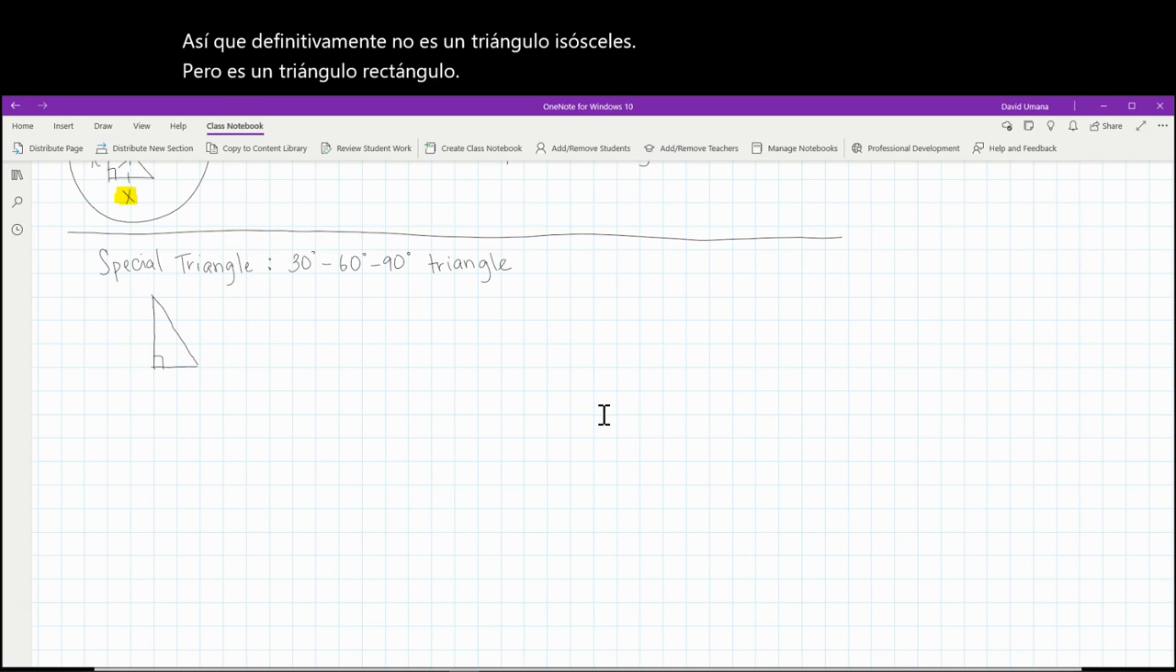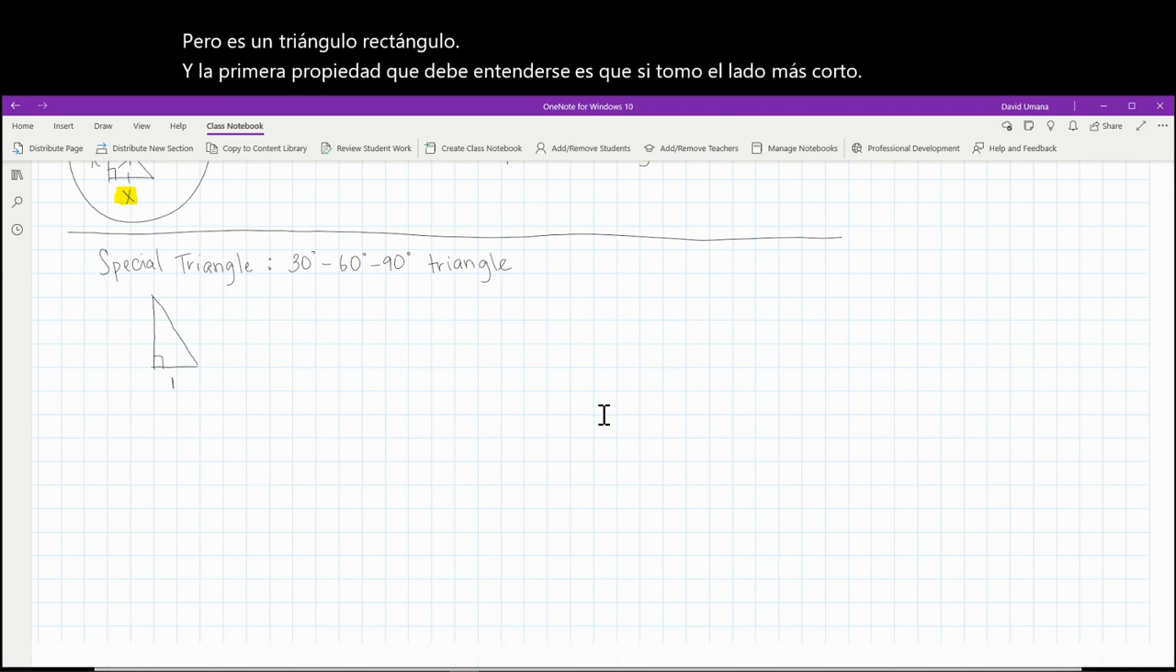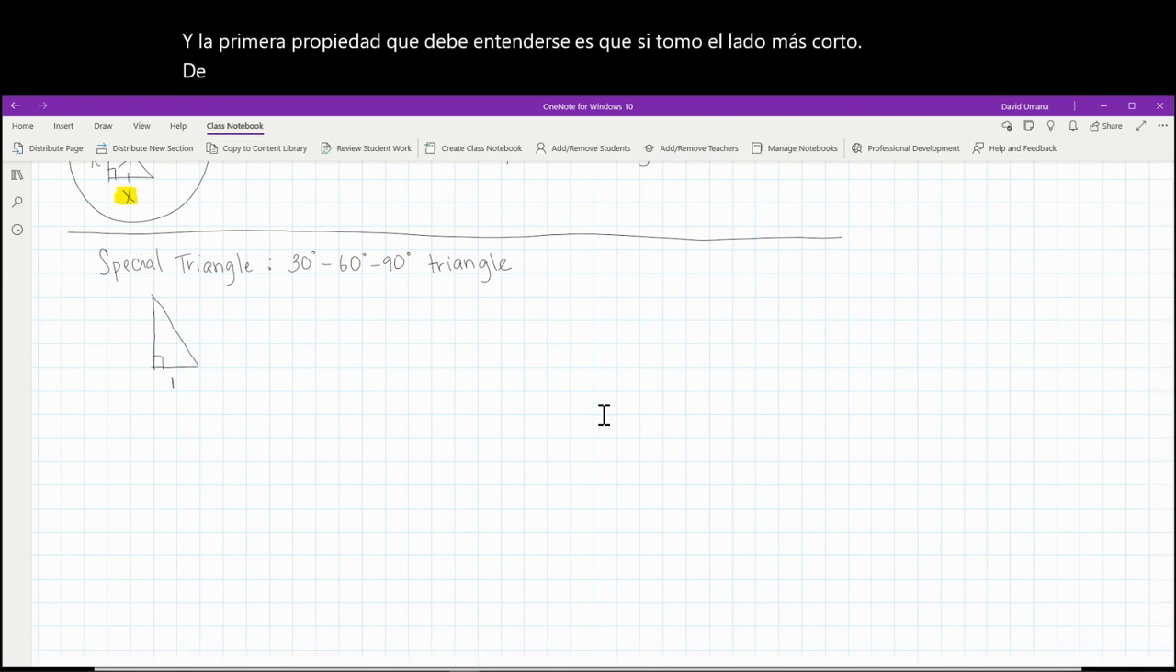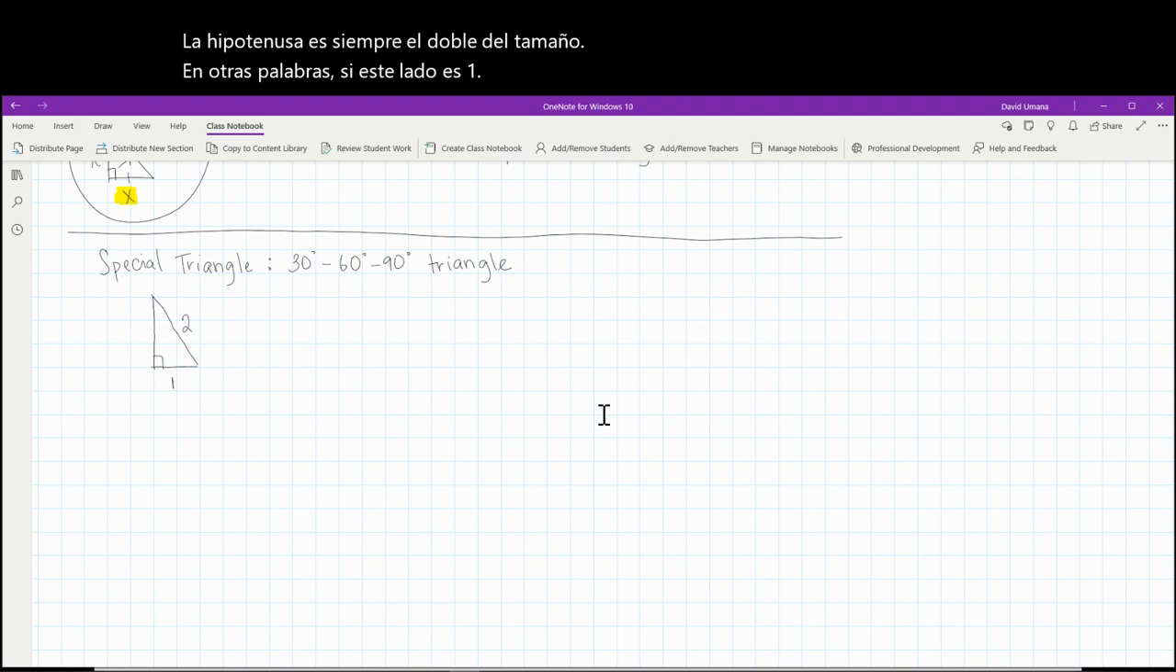And the first property that should be understood is that if I take the shortest side, okay, the hypotenuse is always twice the size. In other words, if this side is 1, then this side is 2. Okay. So what's the measurement of the third side? Again, Pythagorean Theorem comes to the rescue. So I'm going to say that I have Pythagorean Theorem.